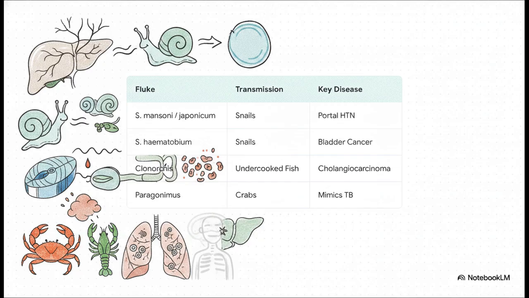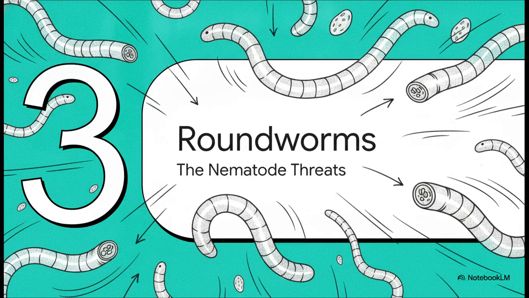Moving down, Clonorchis from undercooked fish causes biliary obstruction and has a super high risk of cholangiocarcinoma. Finally, Paragonimus. You get this from undercooked crabs or crayfish. It causes pulmonary cysts with hemoptysis, and it absolutely mimics tuberculosis on the exam. Don't fall for it. Section 3.